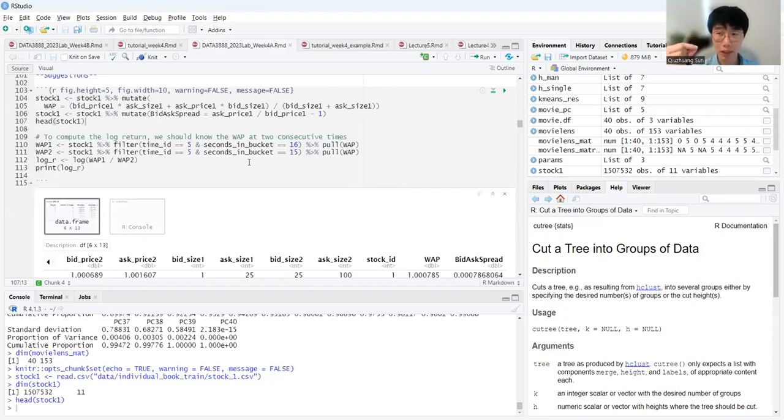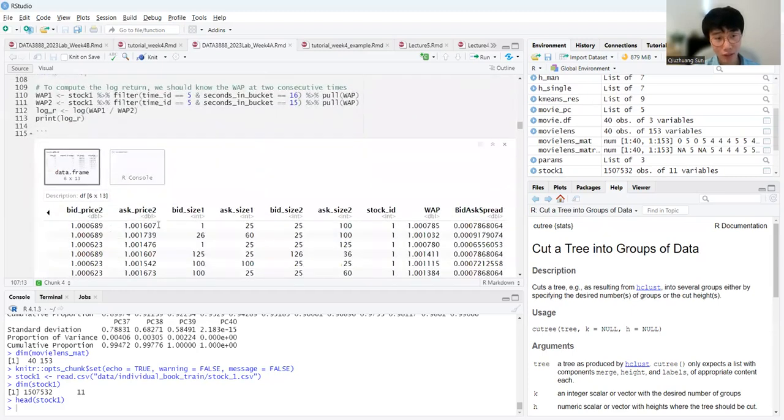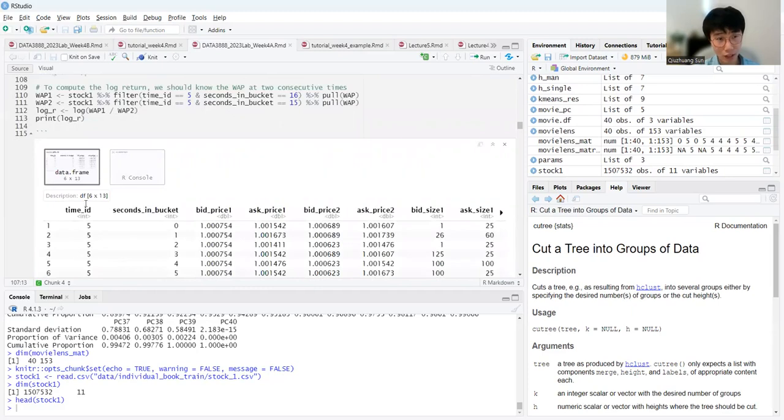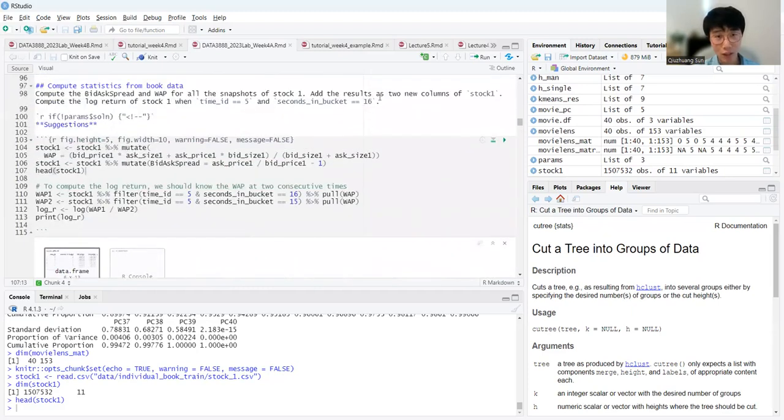Then we not only need the WAP at time t, but also the WAP at time t minus 1, so that we compare the 2 prices to compute the log returns. So the original problem asks us to compute the log return of stock 1 when time ID equals 5. Yes, you can see this is the time ID 5 and the seconds in bucket 16.